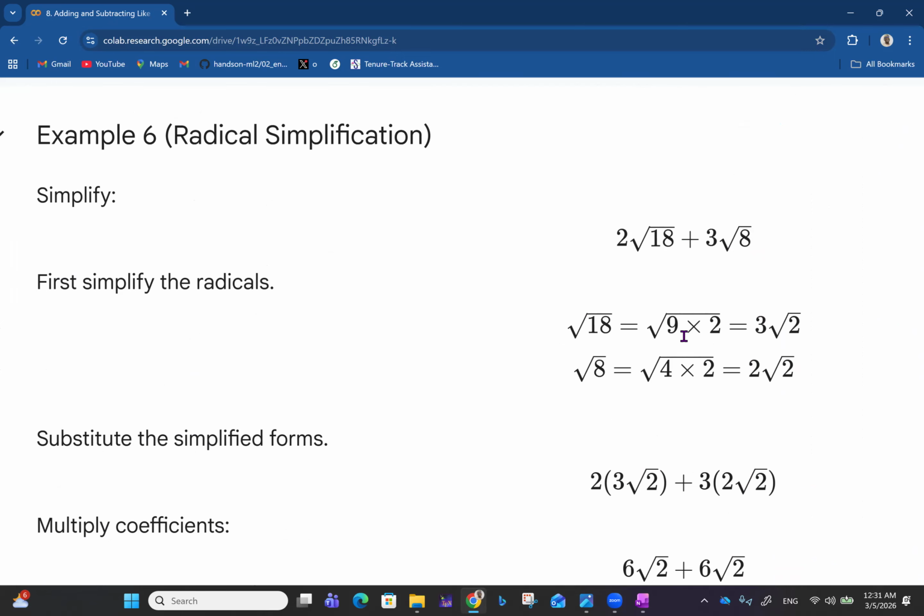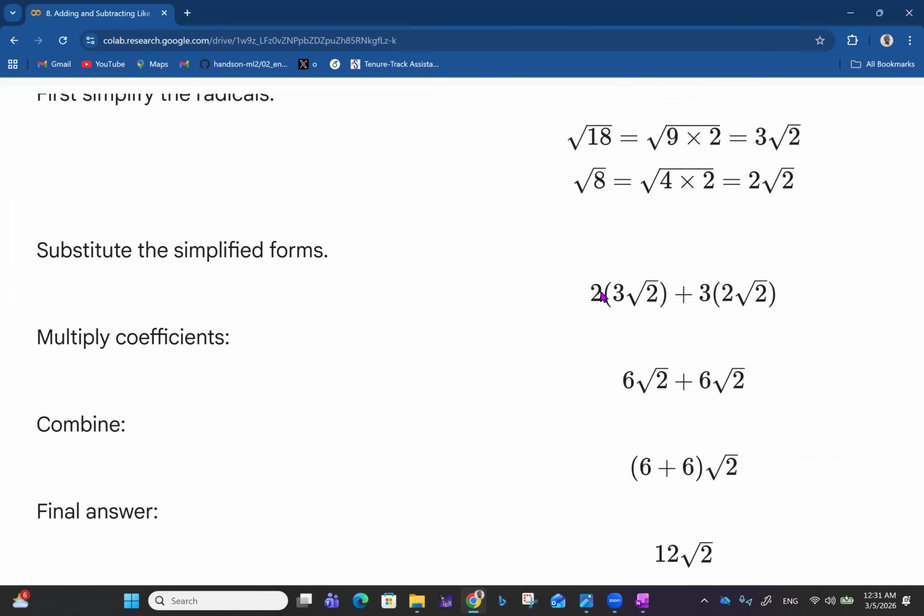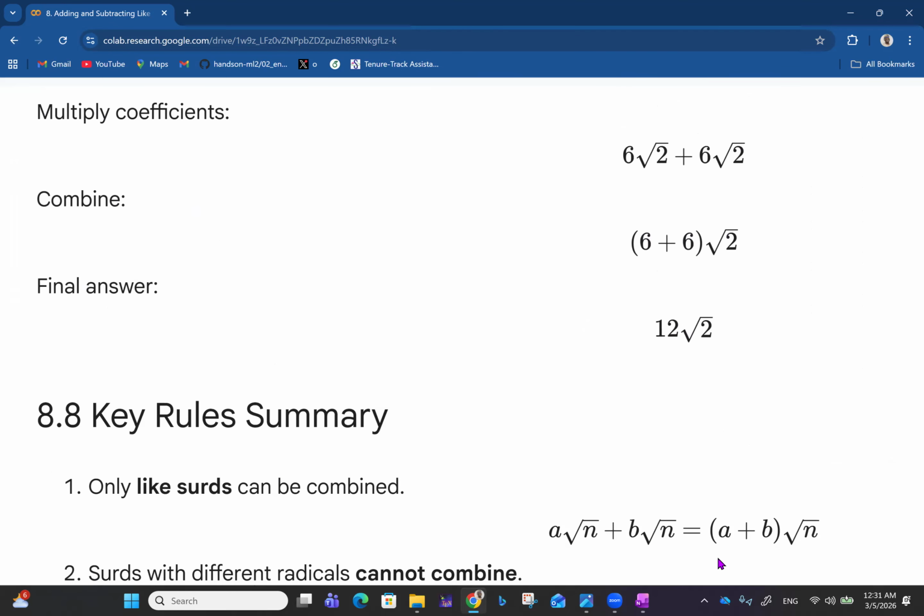So root 18 is root 9 times 2, and that's 3 root 2. Root 8 is root 4 times 2, that's 2 root 2. And then you can see the simplified form. 2 root 18 is the same thing as 2 multiplied by 3 root 2, and 3 root 8 can be simplified into 3 multiplied by 2 root 2. Then you multiply out, you have 6 root 2 plus 6 root 2, and that means you have 6 plus 6 root 2, which is 12 root 2 in that case.